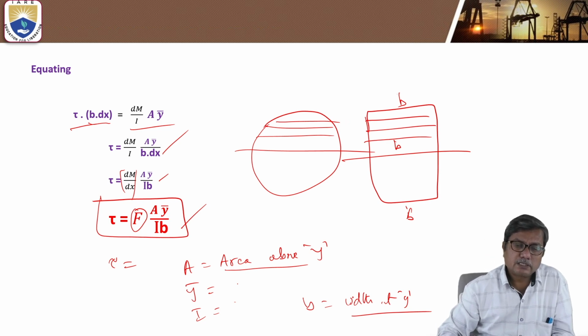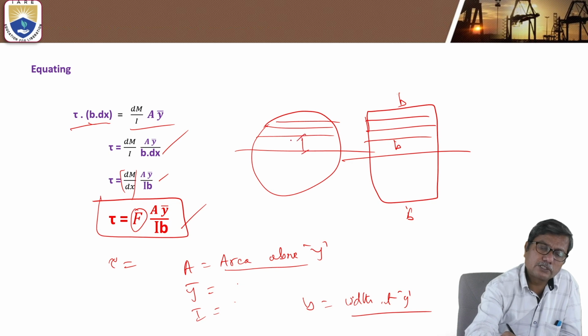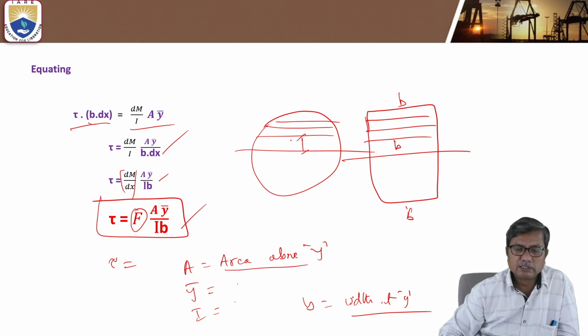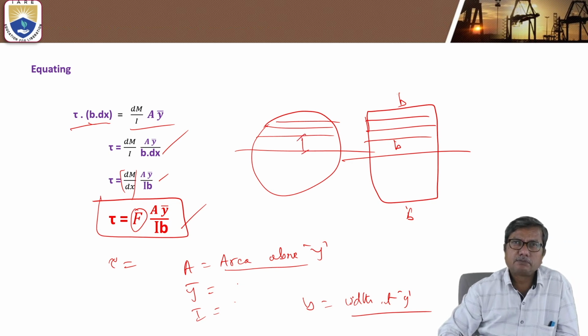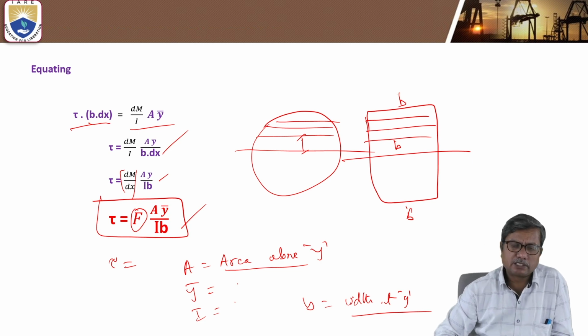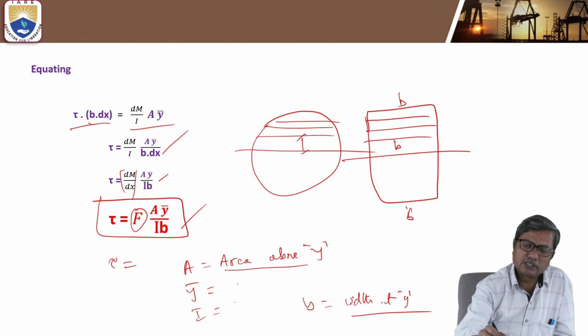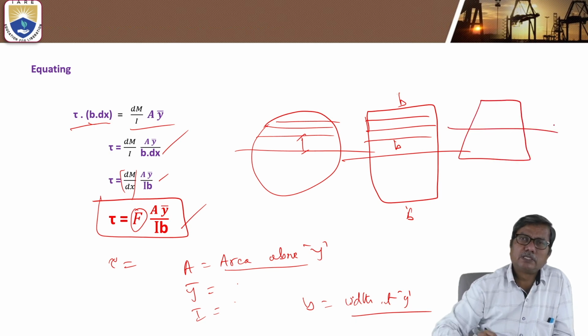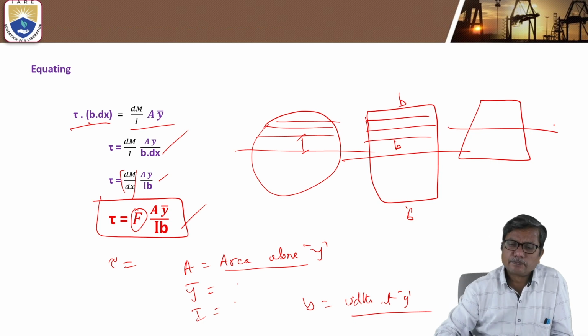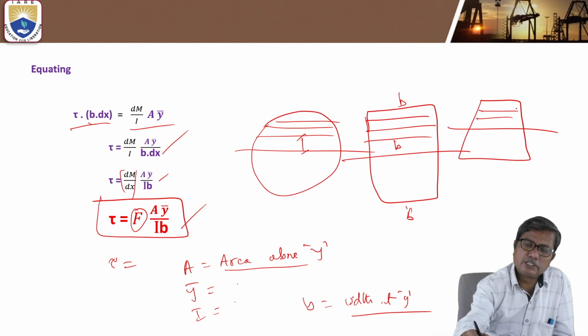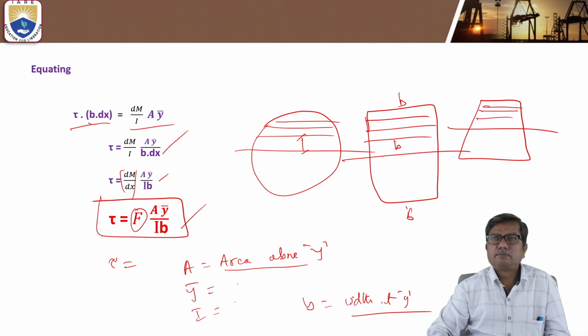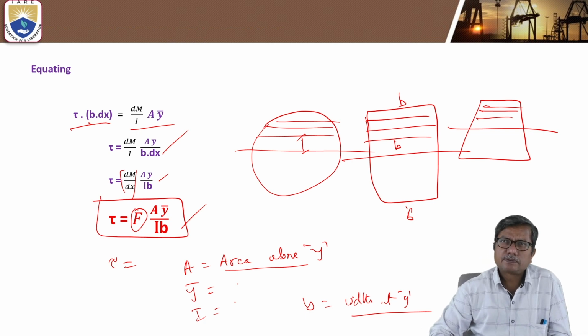So width will be variable with distance y. Width varies from neutral axis. As the distance from neutral axis changes, width also changes. In case of trapezoidal sections also, you will have the changing width from neutral axis.